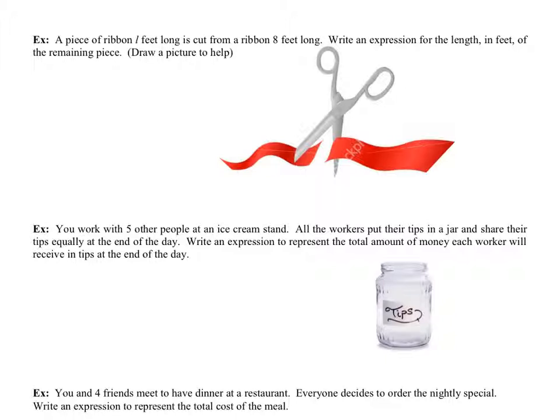So in this first example, we have a piece of ribbon that is 8 feet long. And we're cutting off this piece right here, which is L feet long. The best way to come up with this, if it doesn't come naturally to you, is to make up a number for L, because L is your variable, so make up a number that might make sense. So if you have a ribbon that's 8 feet long, maybe you're going to cut off 2 feet.